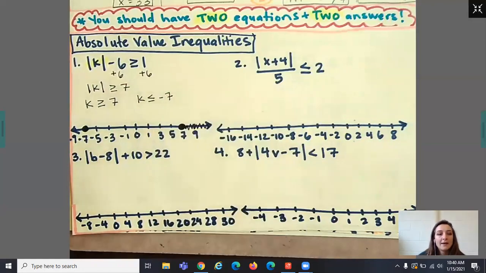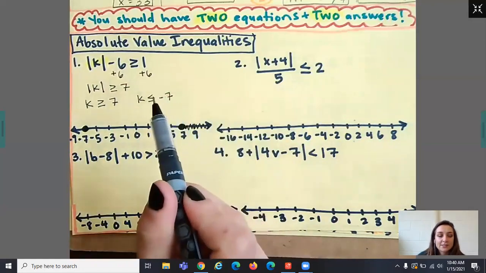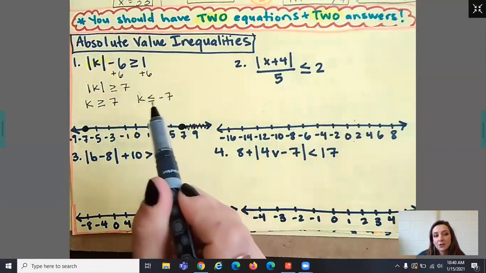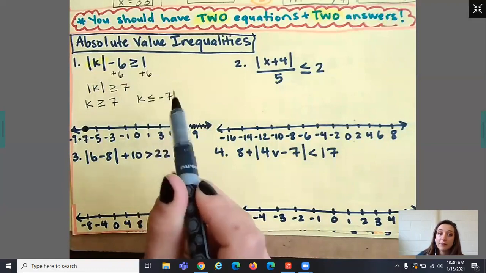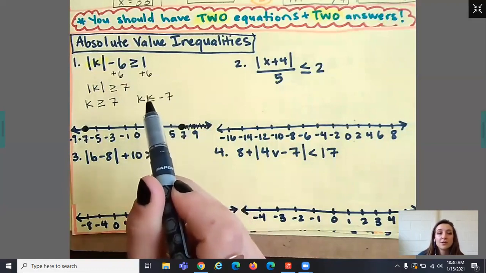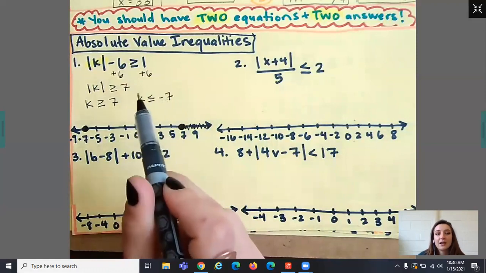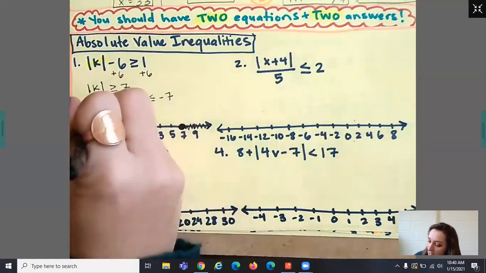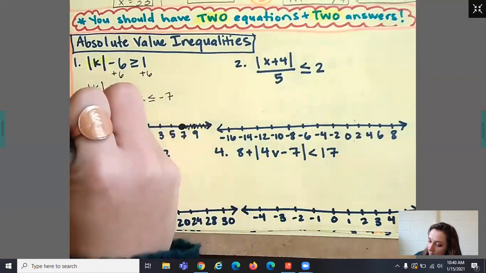Okay. And then k is less than or equal to negative 7. If you don't know what the less than or equal to sign looks like, then just think about your alligator always wants to eat the bigger number. So what would make this true? Well, this would be true if this was negative 8, negative 9, negative 10. So that is going to be in this direction.